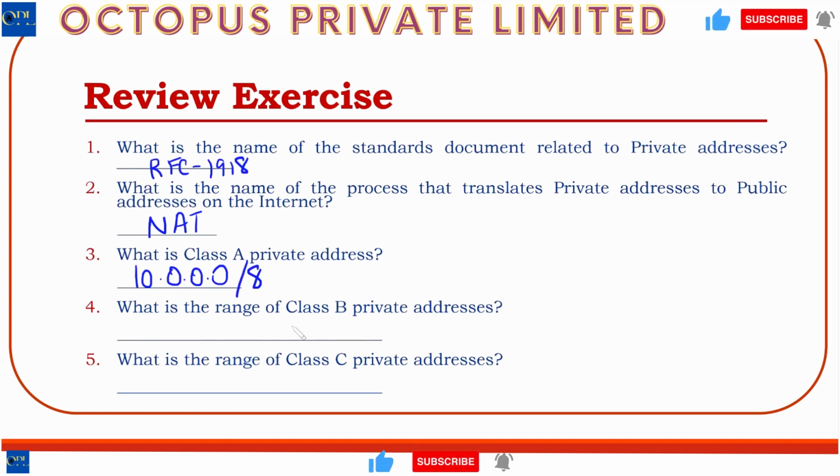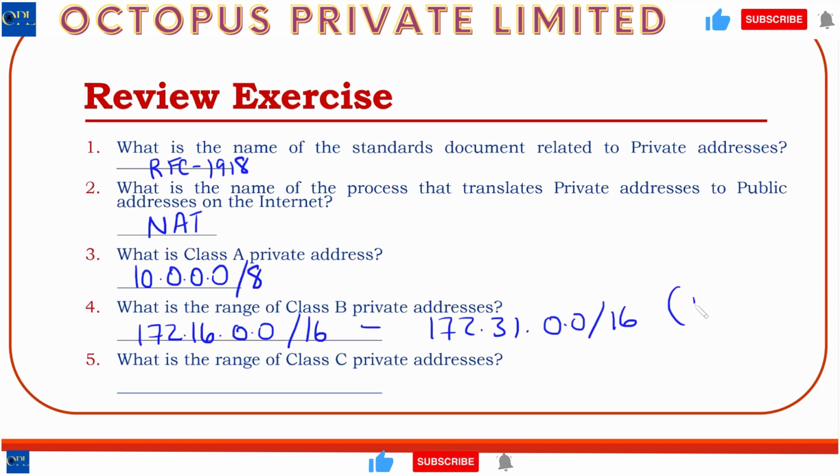What is a class A private address? It's a single address, 10.0.0.0/8. That means it has the first 8 bits as the network bits. In the class B, there's a range of class B private addresses. Starts with 172.16.0.0/16 all the way to 172.31.0.0. So a total of 16 networks that are private networks in class B.